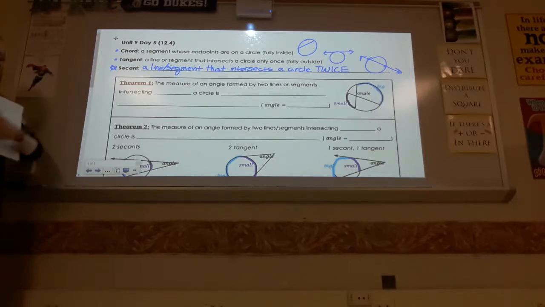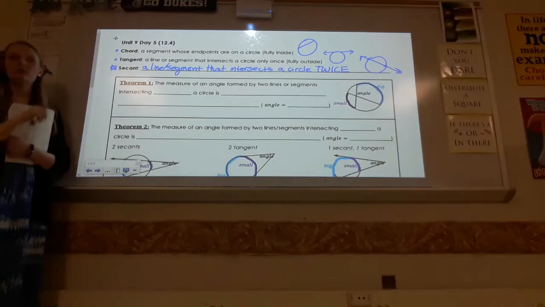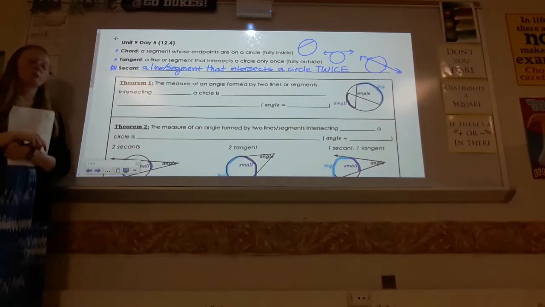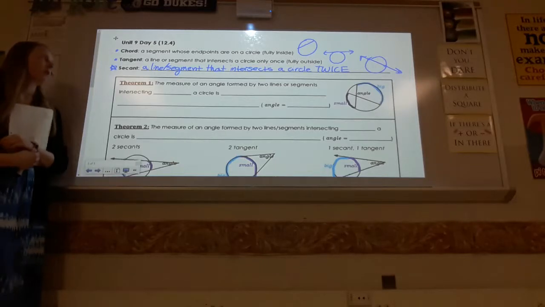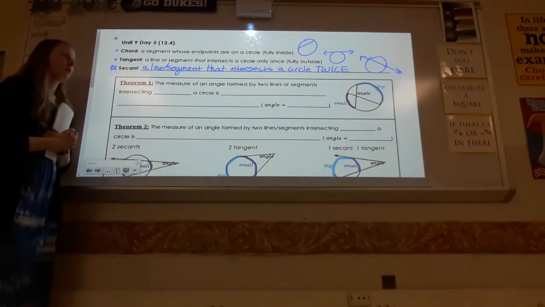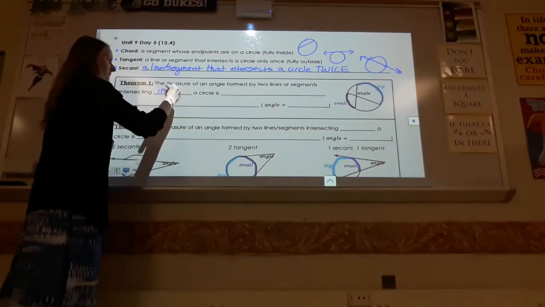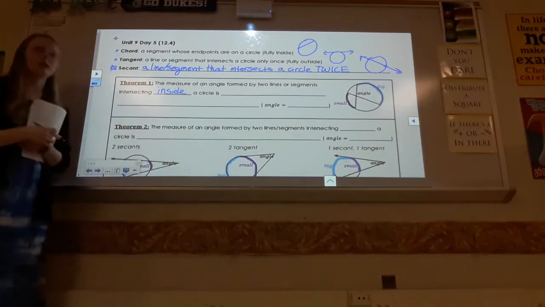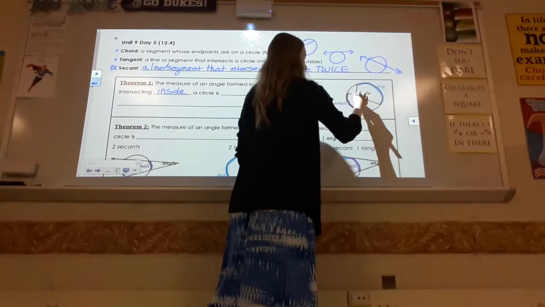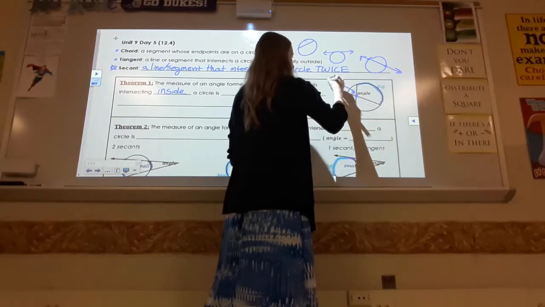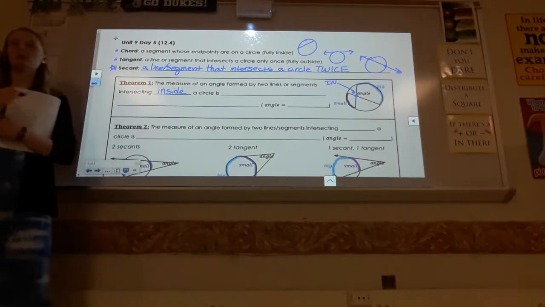Okay, so then we have a couple different theorems that we're going to be working with. We're going to talk about angles first. So the front side of the page is going to be more theorems and rules about angles, and on the other side of the page is going to be segments. So theorem number 1, the measure of an angle formed by two lines or segments intersecting inside a circle. You're going to see two theorems, one's for inside, one's for outside. So if your segments are intersecting inside of the circle, you have a special rule that we're going to use.